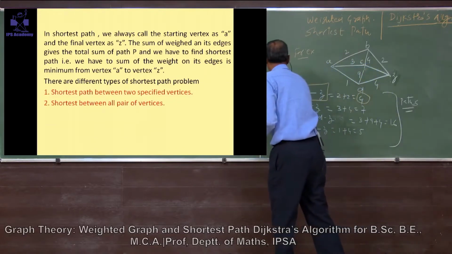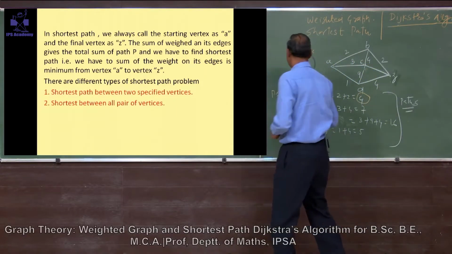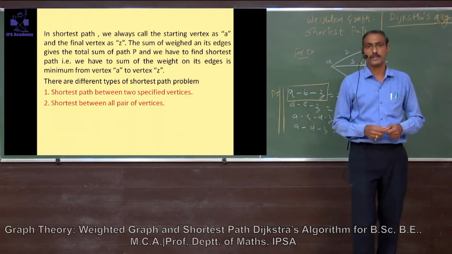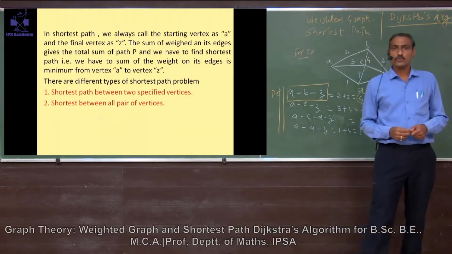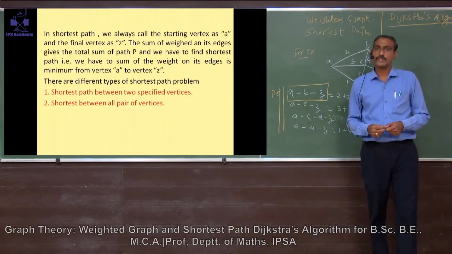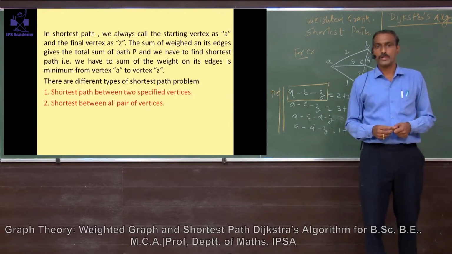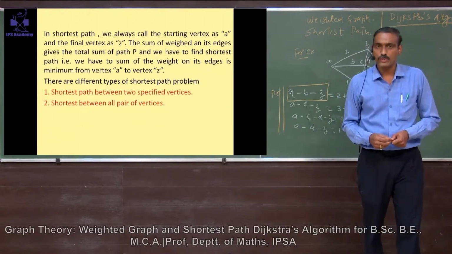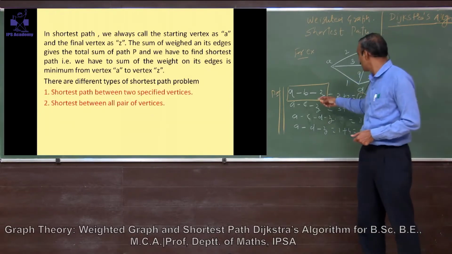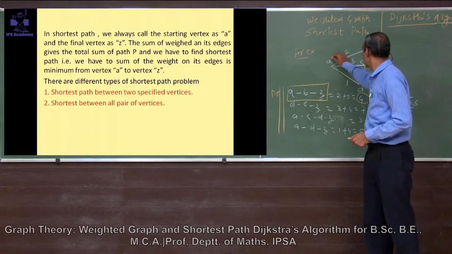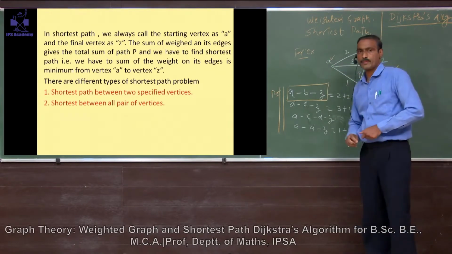Here we denote this path as P. We need the path for which the sum of the weights of its edges is minimum from vertex A to vertex Z. That means we want the path with the minimum distance from A to Z.